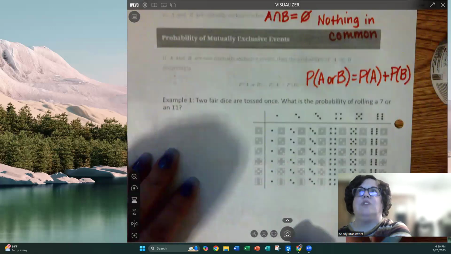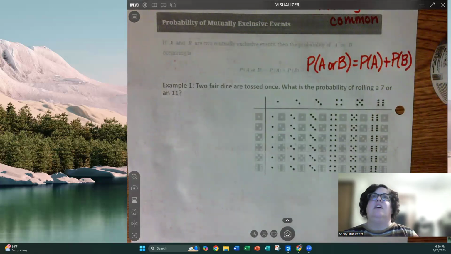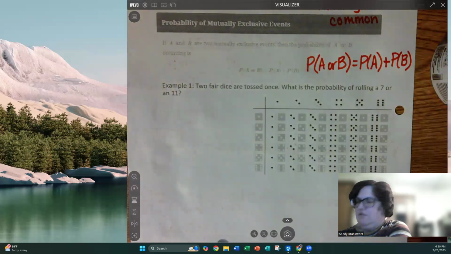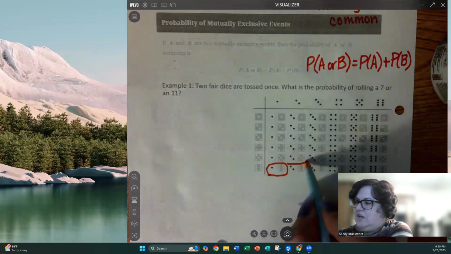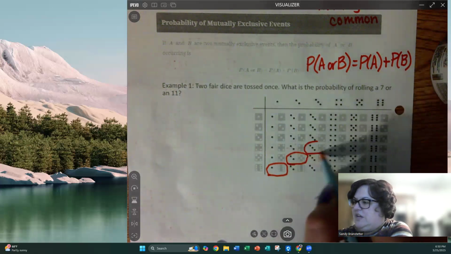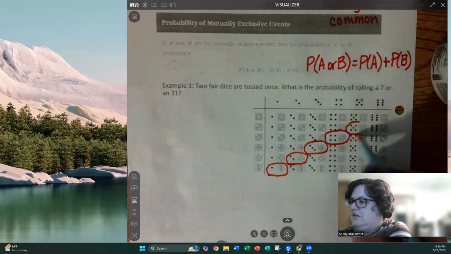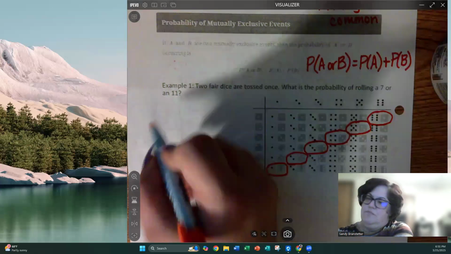So we're going to go back to our two fair dice being tossed. And we're going to find the probability this time of rolling a 7 or an 11. We did a 7 last time, so we'll go ahead and do it really fast. 1 and 6, 2 and 5, 3 and 4, 4 and 3, 5 and 2, 6 and 1.